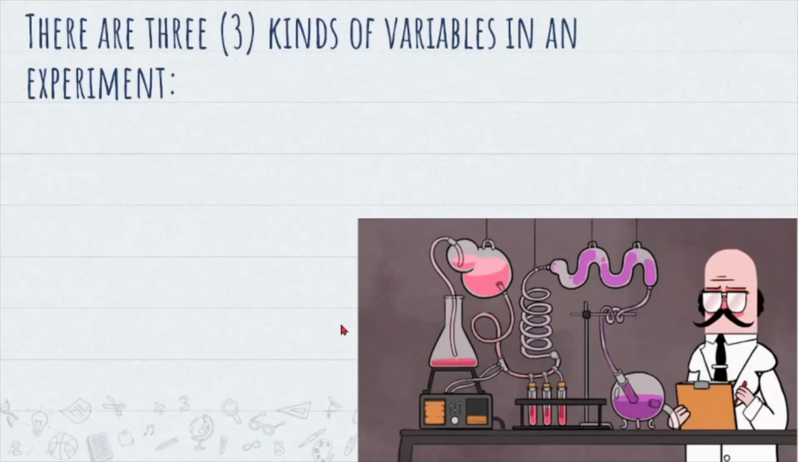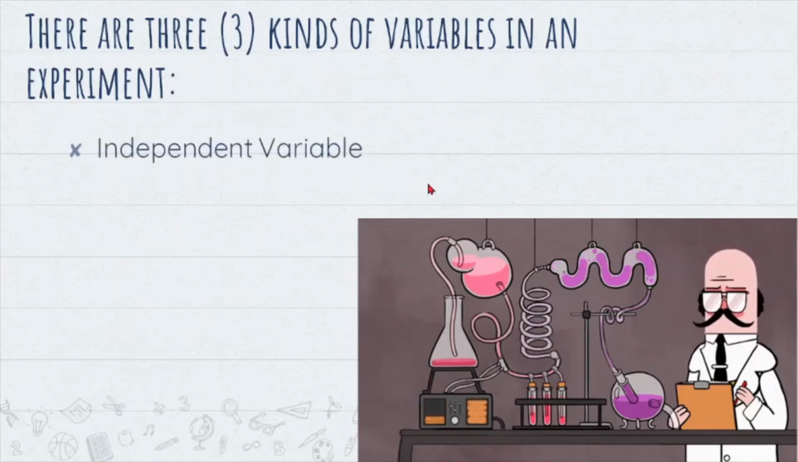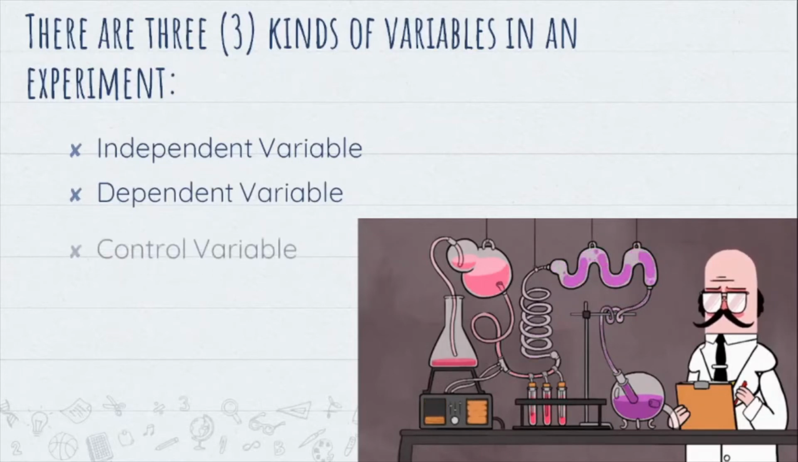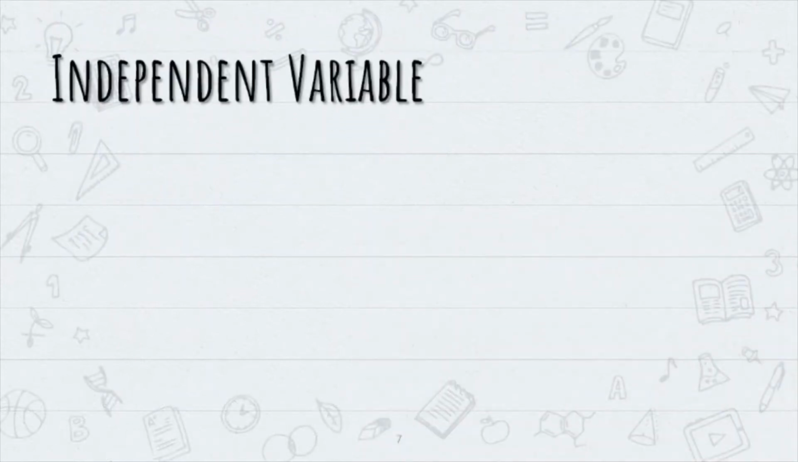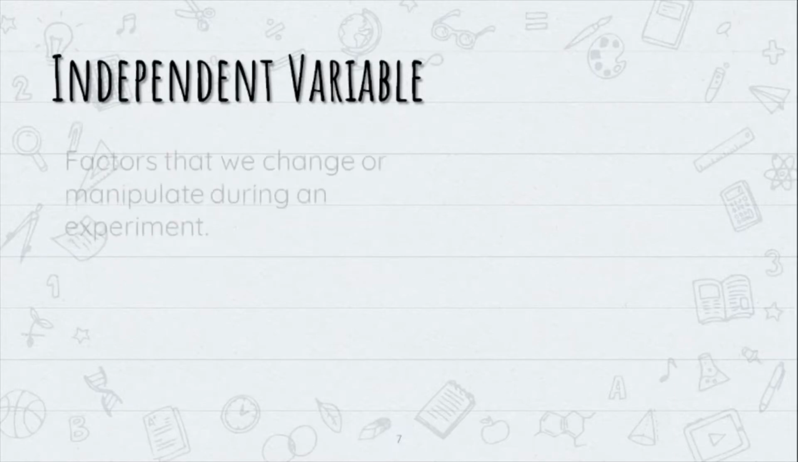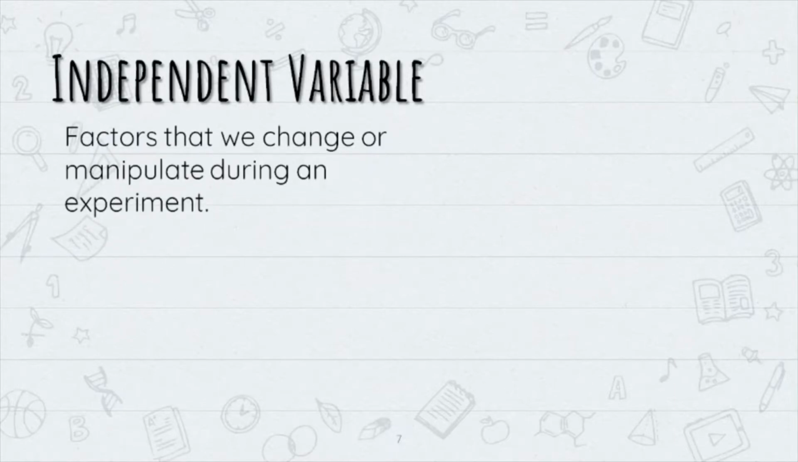And there are 3 kinds of variables in an experiment. First one, independent variable. The next one, dependent variable. And the third one is the control variable. So, let us first describe what independent variable is. Independent variable are factors that we change or manipulate during an experiment.